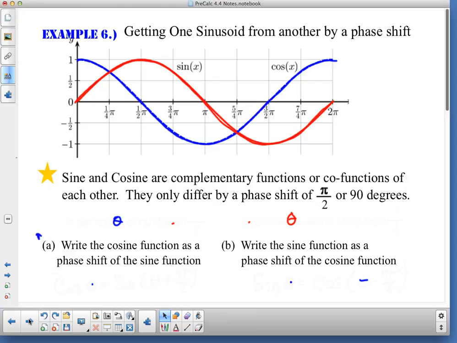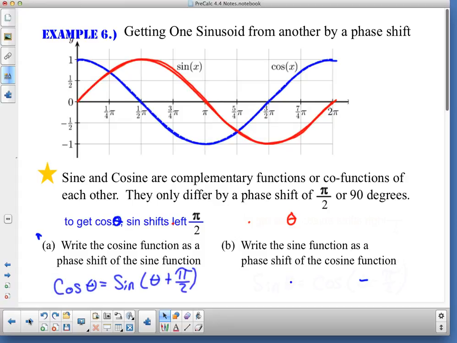So to get cosine theta, sine shifts left pi over 2. If I take my sine curve and shift it left pi over 2, that brings sine to cosine. If I want to see what that looks like using function notation, look at it: I'm adding pi over 2, which is a shift to the left, pi over 2 units.